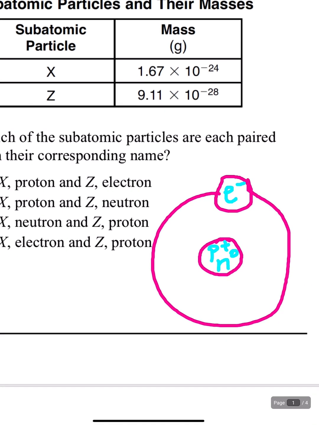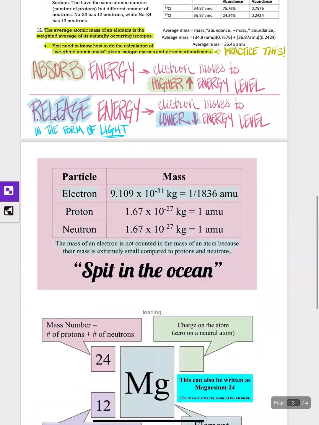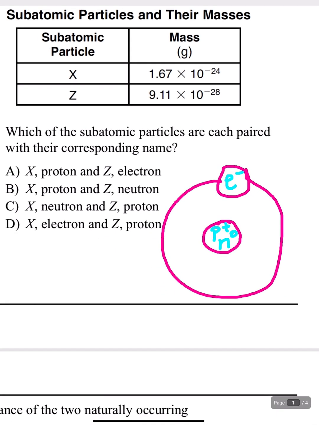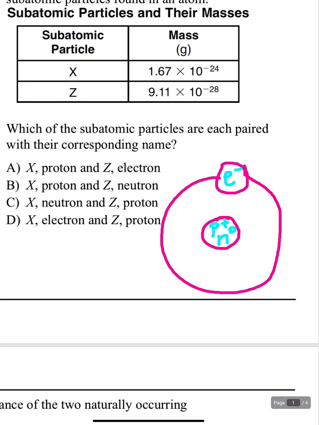So that's that. Now, if we go back to the review sheet, if we don't remember the masses of these, I want you to ignore the numbers for now. I don't want you to look at the numbers. I want you to look at what's highlighted here on the bottom. It says, the mass of an electron is not counted in the mass of an atom because their mass is extremely small compared to protons and neutrons. Quote unquote, it's like spit in the ocean. It's not counted for. It's not relevant. It's very small compared to the rest. So the mass of an atom is really coming from the protons and the neutrons.